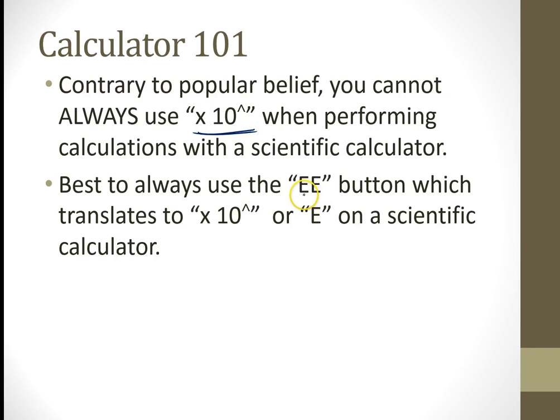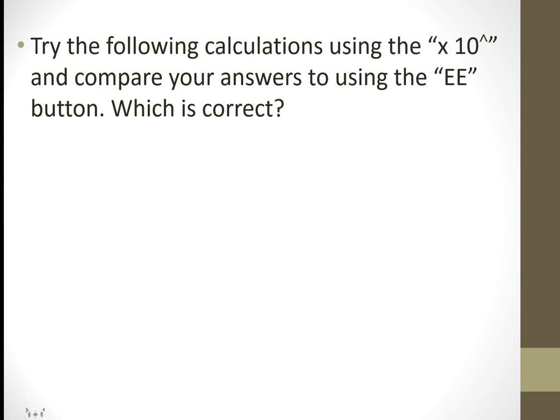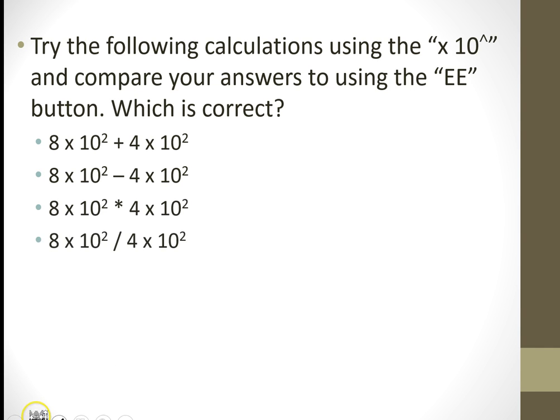But the best way to do it is to use this double E button, or I think on the Casios it's something else. But basically, you want the scientific notation button. You don't want the times 10 raised to. And let me just give you an example. It will work for some people and it won't work for others. So we're going to practice doing these problems, and I want you to type them in as they are.